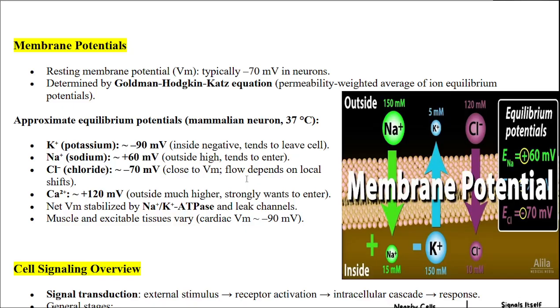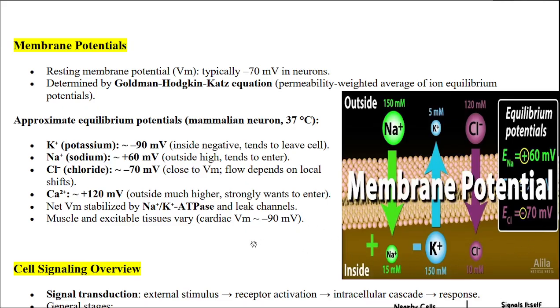And the resting potential is sort of an average of these, weighted by permeability. That's a great way to put it. The Goldman-Hodgkin-Katz equation describes it formally, but conceptually, Vm is a permeability-weighted average of the equilibrium potentials of the main ions. Since K+ permeability is highest at rest, Vm, around negative 70 millivolts, is closest to the K+ equilibrium potential.